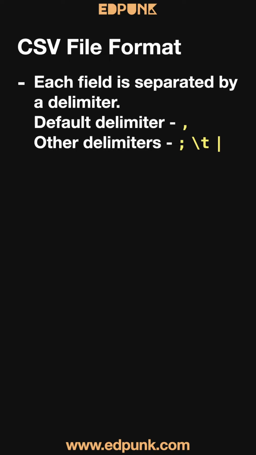Some of the key rules we need to observe while creating a CSV file are: each field in a row is separated by a delimiter. Comma is the default delimiter used in CSV files, but other delimiters like semicolon, tab, and pipe can also be used.